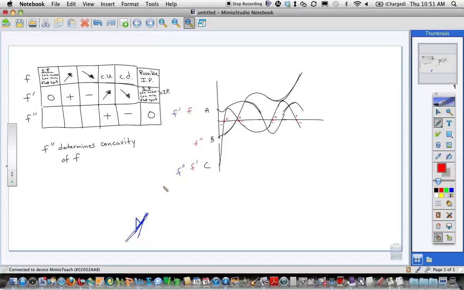So it looks like the blue connection is the one, which would make that F. So we should have B, A, C for our answer. And let's see how we do.